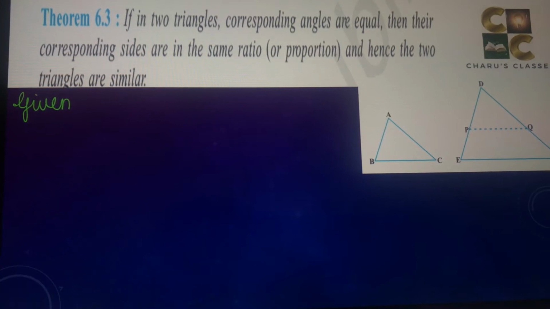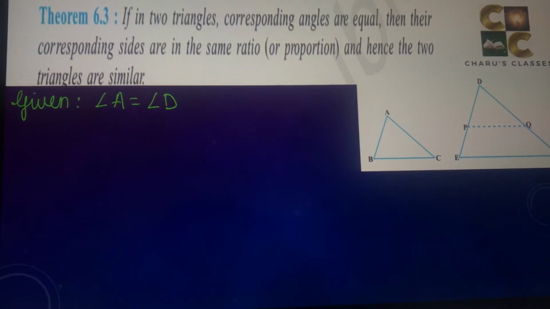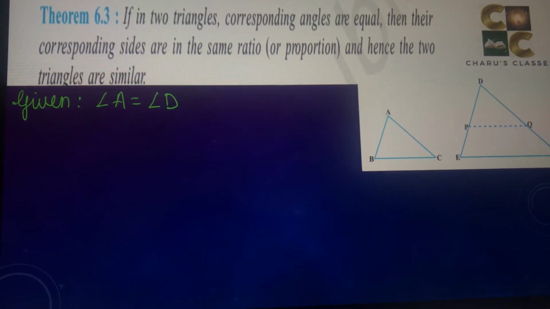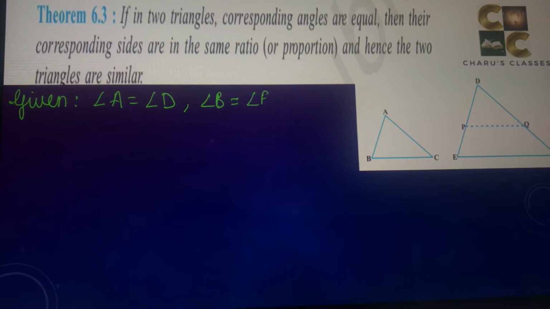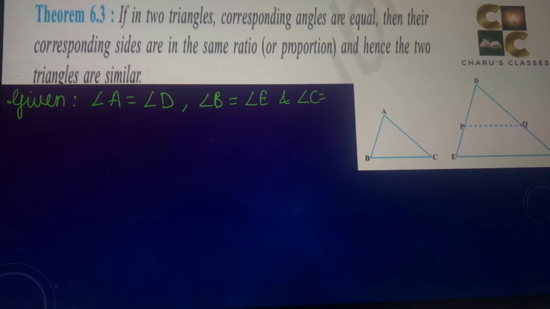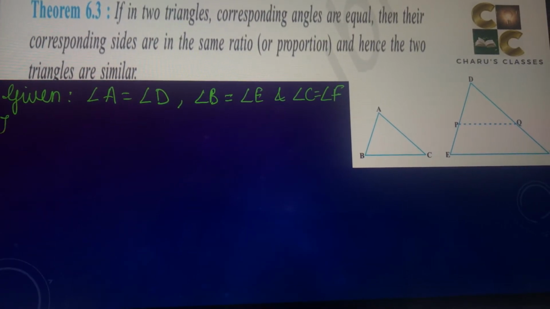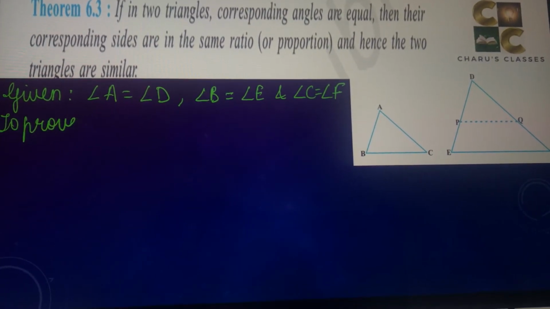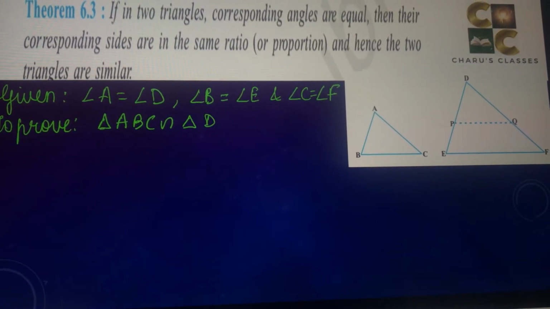So in this it is given that angle A is equal to angle D, angle B is equal to angle E, and angle C is equal to angle F. We need to prove that triangle ABC is similar to triangle DEF.